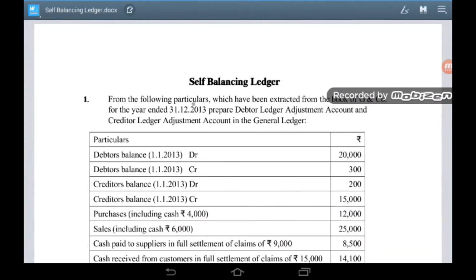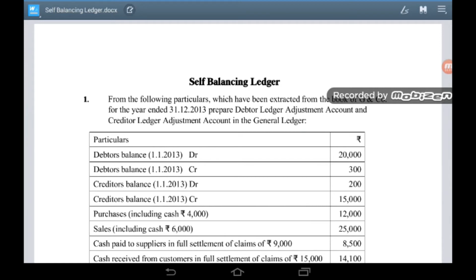From the following particulars which have been extracted from the books of G and Company for the year ended 31st December 2013, prepare debtor ledger adjustment account and creditor ledger adjustment account in the general ledger.